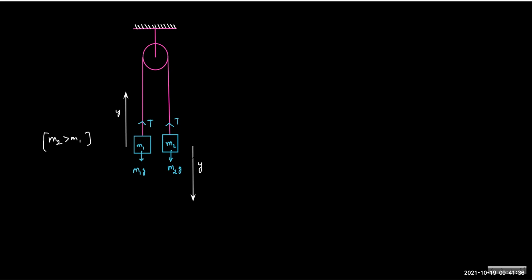So now we have understood the energy flow: gravity is giving energy to M2 and tension is taking energy away from it. So tension is the energy sucker and gravity is the energy giver. Okay, the two things are there.